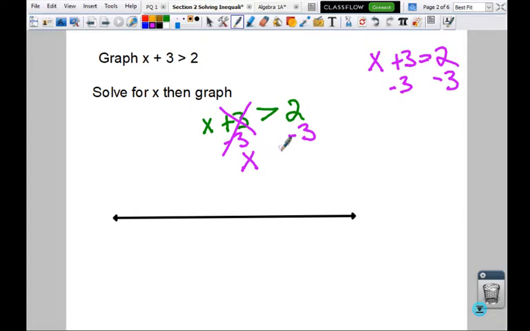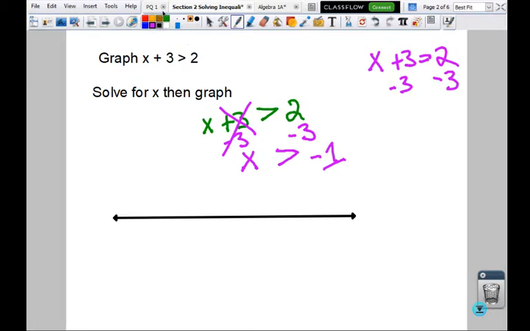And then, instead of having an equal sign, I'm going to keep my greater than sign right there. And then on the right side, I have 2 minus 3, which I can plug into Desmos or do in my head. That is negative 1. Don't forget your negative, because it is 2 minus 3, not 3 minus 2. I got the x by itself, right? Now I just graph it like we did all yesterday and the day before.